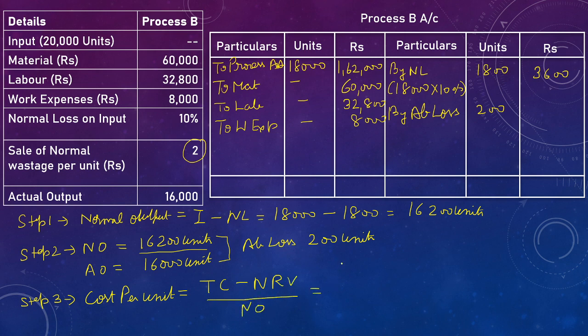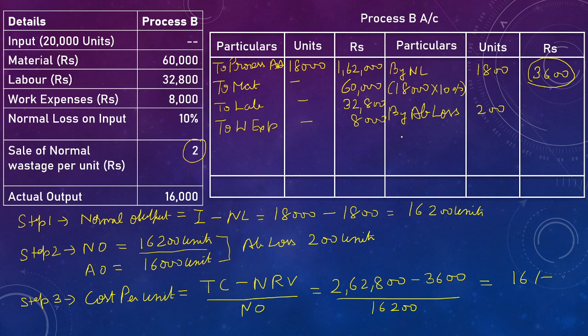The total cost is the debit side total. So here the total cost is 2,62,800, and net realizable value is the sale value of normal loss, which is 3,600. So we deduct 3,600 from our total cost divided by normal output. Here the normal output is 16,200 units. So the cost per unit here is 16 rupees per unit.